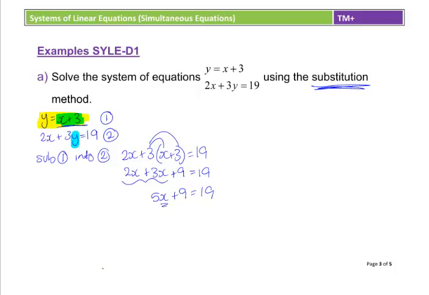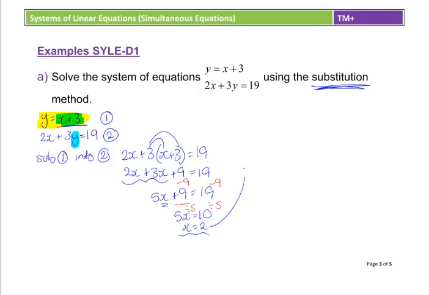And now we need to isolate the x. The first thing I need to get rid of is this plus 9, so I take 9 from both sides. Now I've got 5x equals 10. x is being multiplied by 5, so I'm going to divide by 5. So now I've got x is 2.